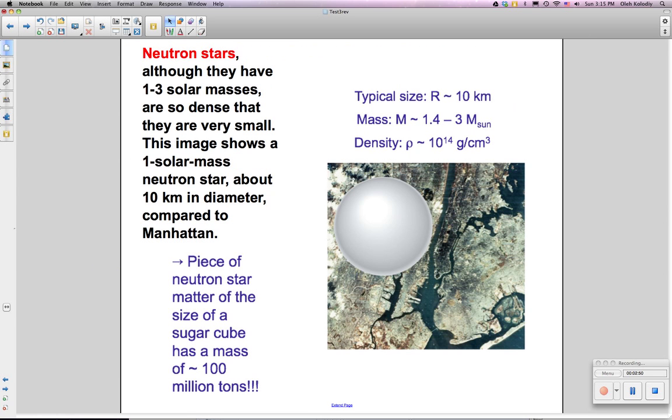Although they have about 1 to 3 solar masses, they are so dense that they are very small. This image shows a 1 solar mass neutron star about 10 kilometers in diameter compared to the island of Manhattan. This great density means that a piece of that neutron star, the size of a sugar cube, has a mass of about 100 million tons.